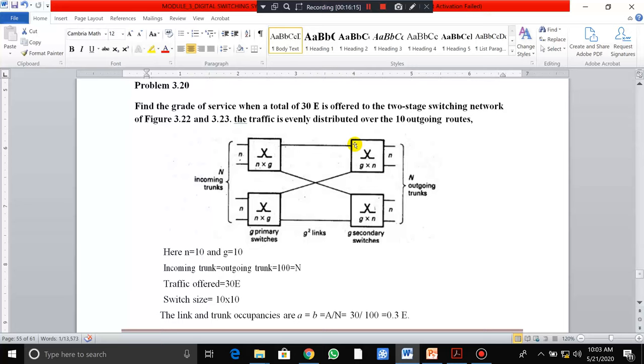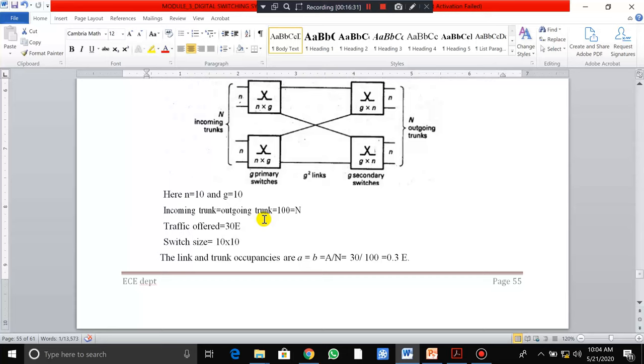We consider it as g secondary switches and g primary switches, with g square links. Here we have n equal to 10, g equal to 10. The incoming trunks equal the outgoing trunks, which is equal to 100, that is N. The traffic offered is equal to 30 Erlangs. The switch size is 10 cross 10.